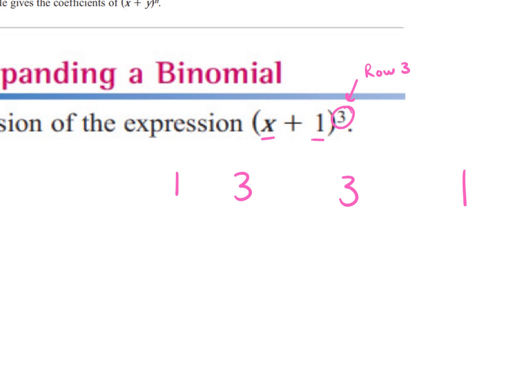Now I'm going to take my first term, x. I'm going to put an x right below each one of my coefficients. Now whatever exponent is, that's what the exponent of my first x is going to be. So this is going to be x to the 3rd power. And then we're going to decrease from there. So x to the 3rd power, x to the 2nd, x to the 1st, and then x to the power of 0.